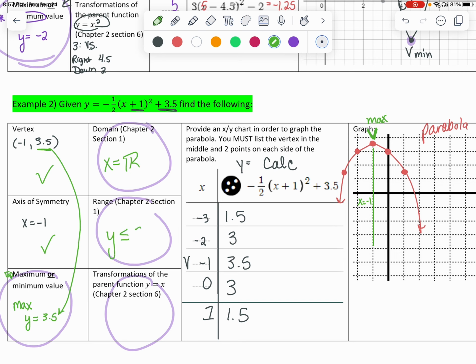Specifically around the x-axis. The 1/2, and we're doing it from x squared. The 1/2 is a vertical compression. The +1 we learned in the past is left 1. And the plus 3.5 is up 3.5. And that fills in everything we need to know. Okay, so you're going to practice that a couple of times on your own. Typically, kids have trouble with mins and maxes, and kids have trouble filling in their XY chart. So just call me over when it's time for you to practice.